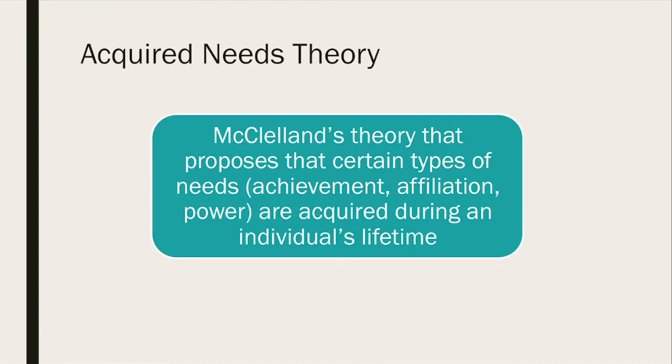Now, McClelland had a theory that came out, and he believed that people have different needs. They have a need, as you can see, for achievement. They have a need for affiliation. They have a need for power. And you acquire those during your lifetime.